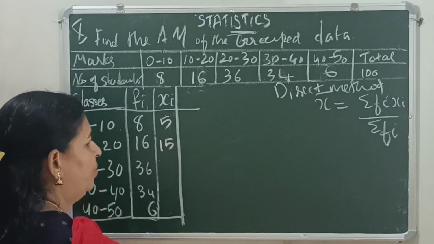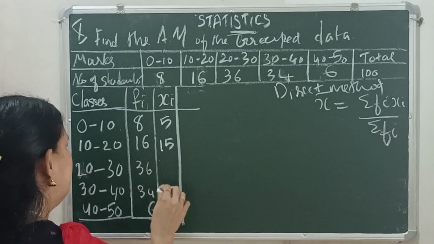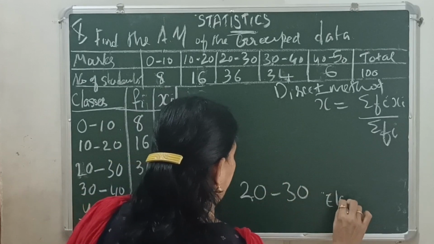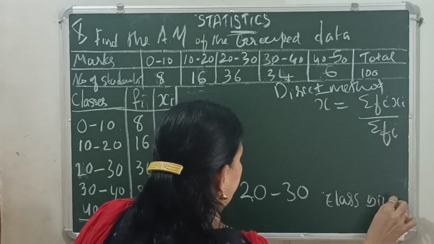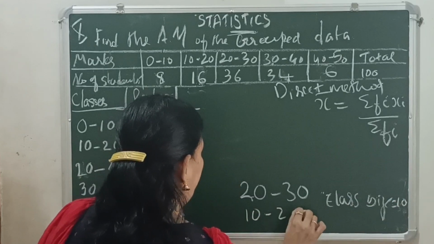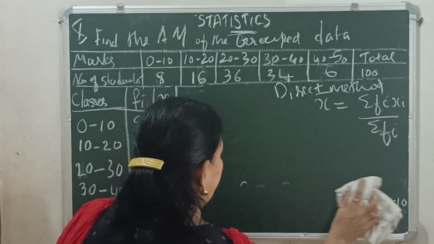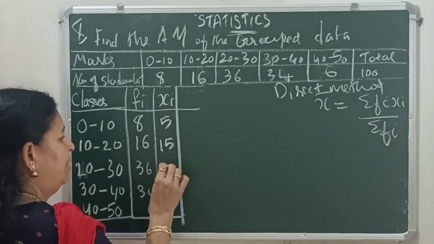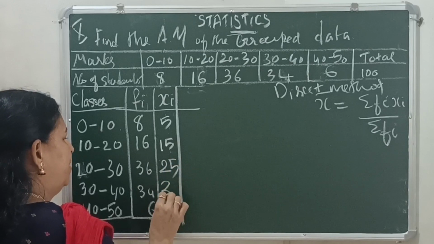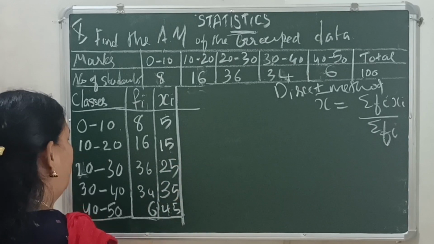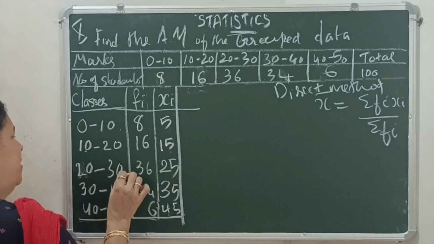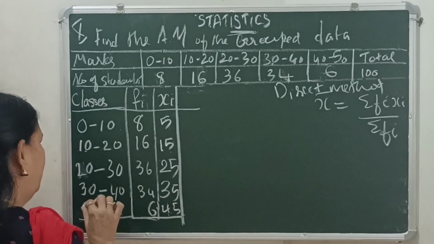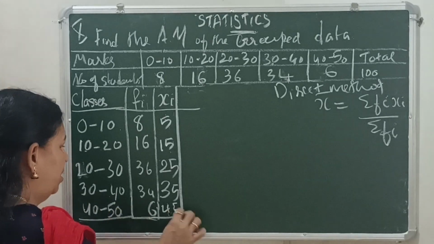Then for finding other xi values, we can use an easy method. Here the class width: difference between 30 and 20 is 10, and between 20 and 10 is 10. It is the class width. Adding 10 to each of these, we get 5 plus 10, 15, 15 plus 10, 25, 25 plus 10, 35, 35 plus 10, 45. Or add these two and divide by 2: 20 plus 30 by 2, 50 by 2, 25. 30 plus 40 by 2, 70 by 2, 35. 40 plus 50 by 2, that is 90 by 2, that is 45.